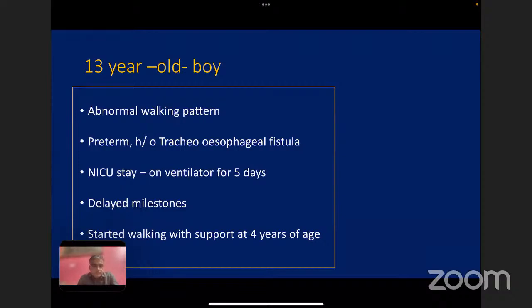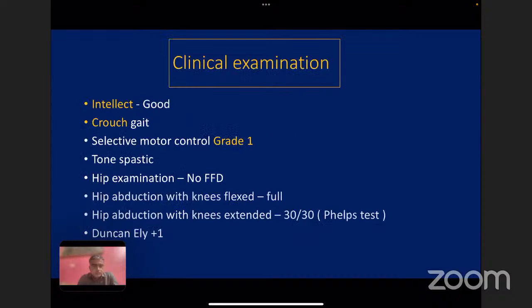of 4 years. On clinical examination, his intellect was good. He was walking with crouch gait with support. His selective motor control was grade 1, it was moderate. And on his hip examination, there was no FFD, but hip abduction with knees flexed was full and hip abduction with knees extended was 30-30.